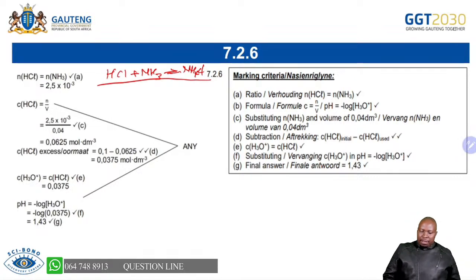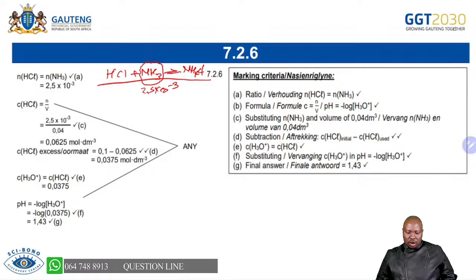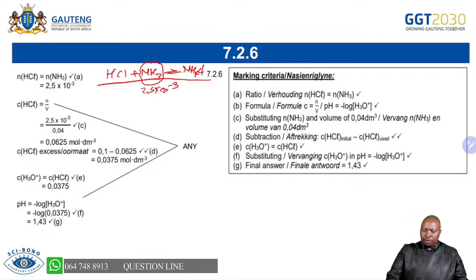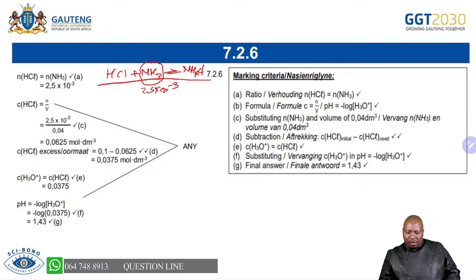Now, initially we calculated the number of moles of ammonia in our previous question. We got 2.5 times 10 to the power of minus 3. Now, of this number of moles of ammonia, what is the mole ratio? Remember, the mole ratio is going to give us the number of moles of HCl. That is the first step that you'll take.